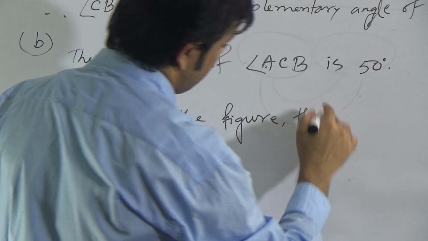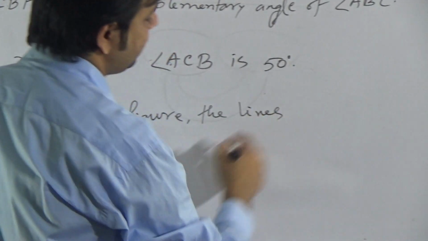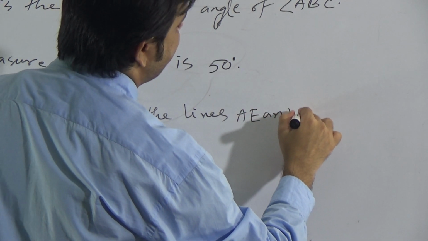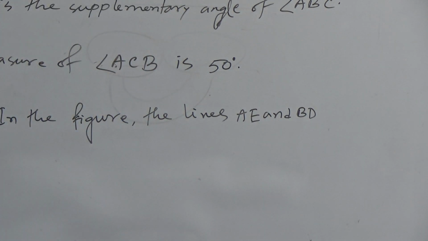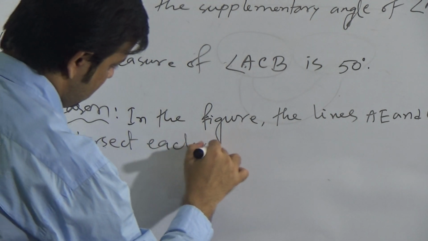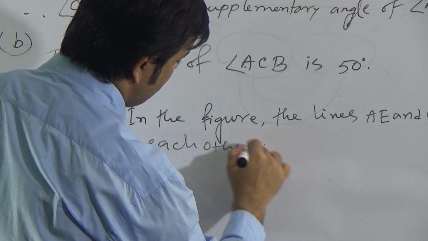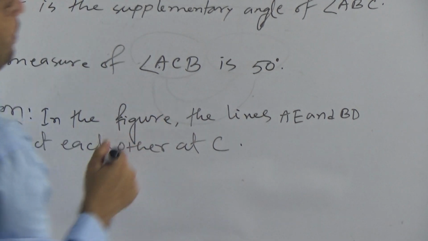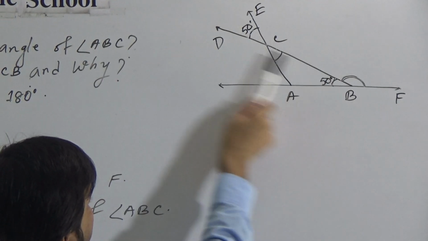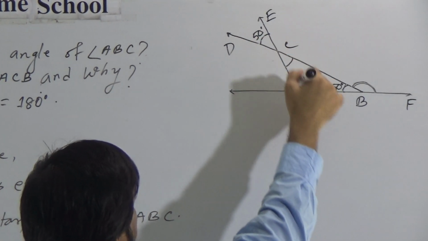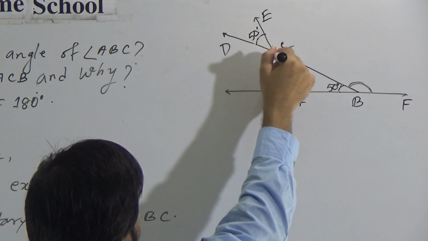the lines AE and BD intersect each other at C. AE and BD intersect each other at C. As a result, angle ACB is the vertically opposite angle of DCE.